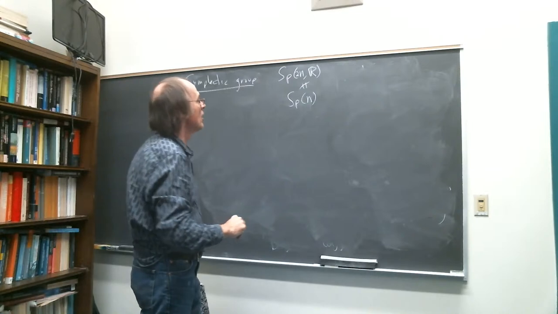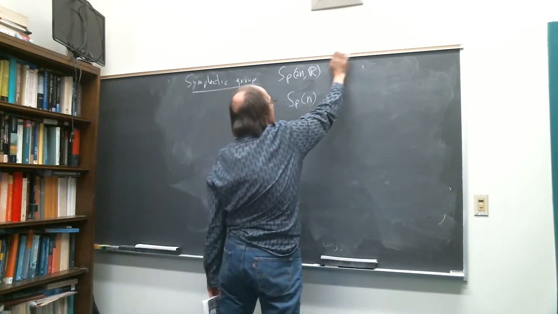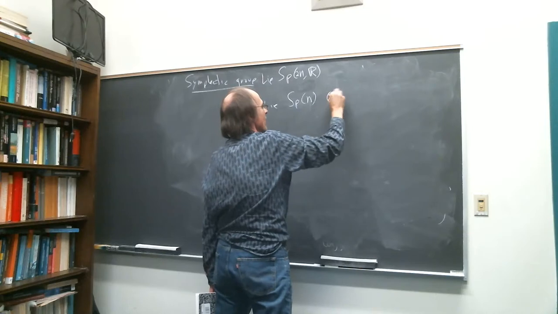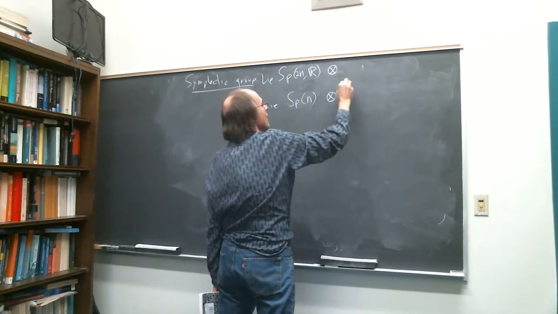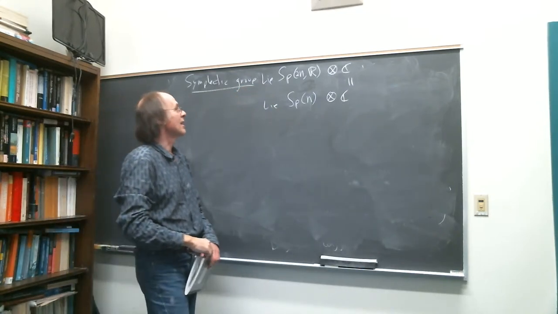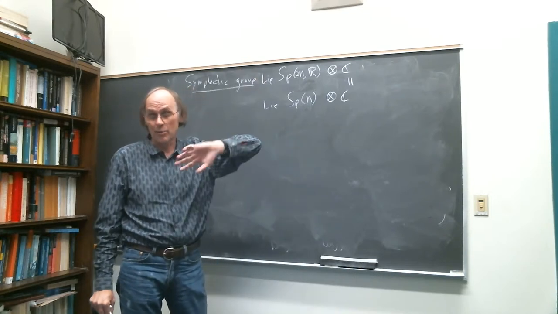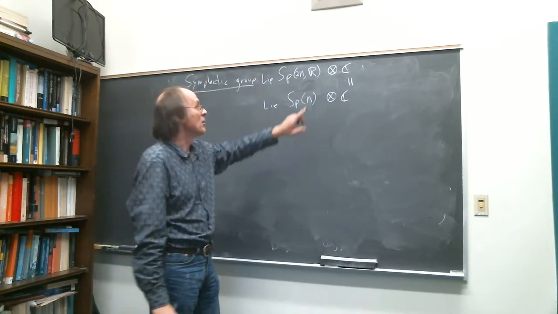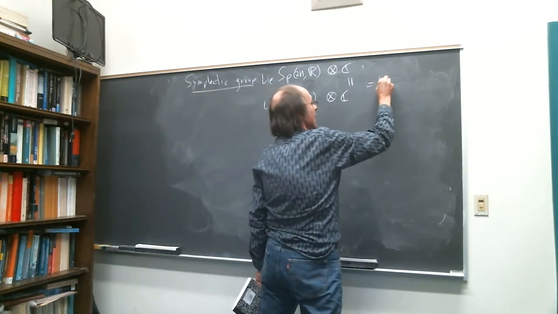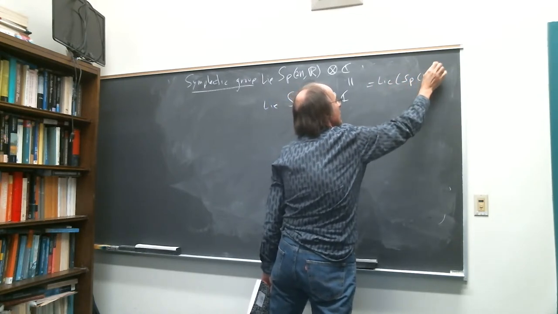But what is true is that if you take the Lie algebra and complexify, then you get the same thing. So at the level of Lie algebras, these are not the same. They're really not the same as real Lie algebras. But if you complexify, they're the same Lie algebra, which I would sometimes call the Lie algebra of Sp(2n, C).